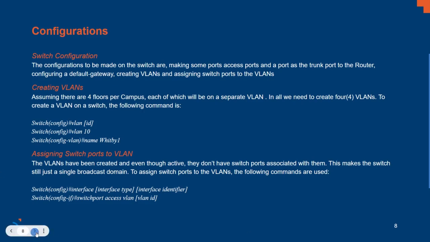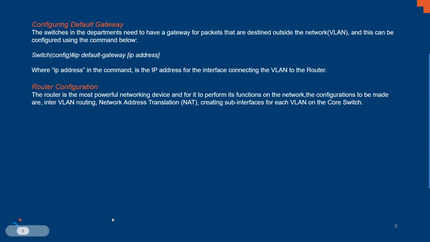Next, we're going to be looking at configuring the default gateway. Now the switches in the department need to have a gateway for packets that are destined outside the network or the VLAN, and this can be configured using the command below. We pass the IP default gateway and the IP address, where the IP address in this command is the IP address for the interface connecting the VLAN to the router. Then lastly, we have our router configuration.